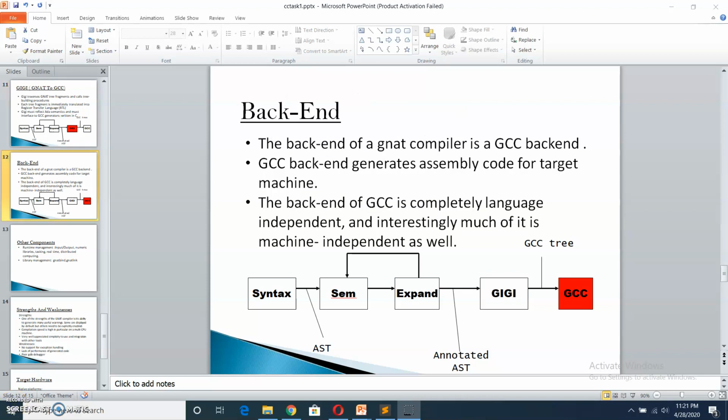The backend of a GNAT compiler is a unique GCC backend. The GCC backend generates assembly code for the target machine. It is also worth mentioning here that the GCC backend is completely language independent and much of its code is machine independent as well.